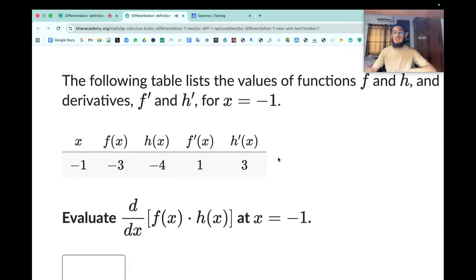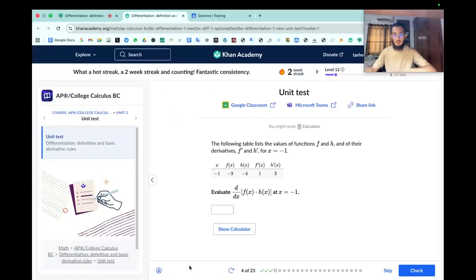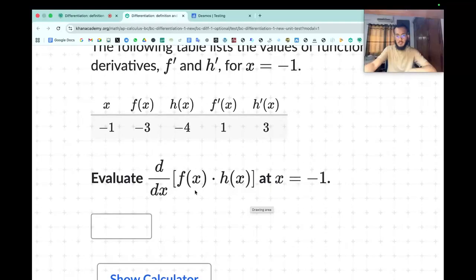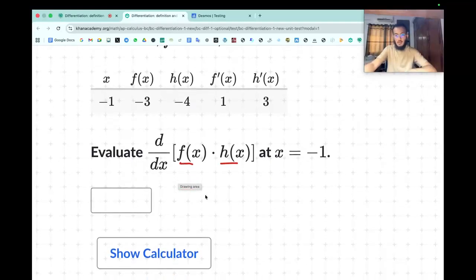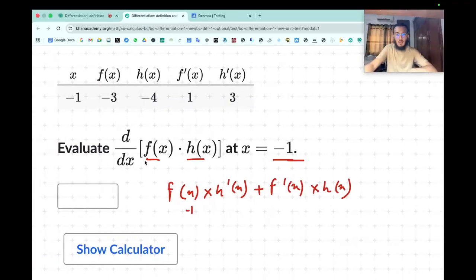The following table lists the values of the functions f and h and of their derivatives f prime and h prime for x equals negative 1. We have to calculate d by dx of f(x) times h(x). Basically, it's the product rule. So when we multiply a function with another one and find the derivative, it is f(x) times h prime(x) plus f prime(x) times h(x), and we have to find this at x equals negative 1.